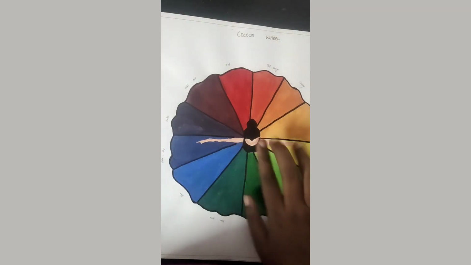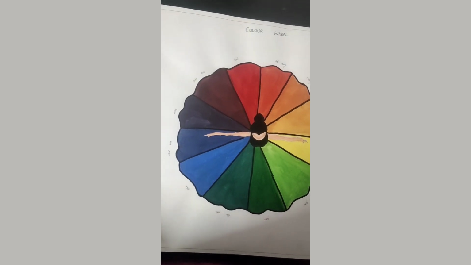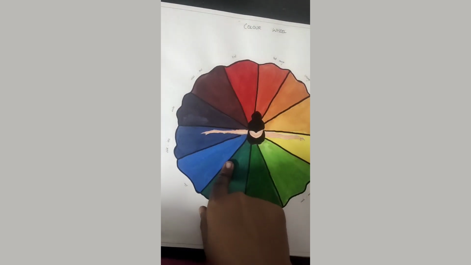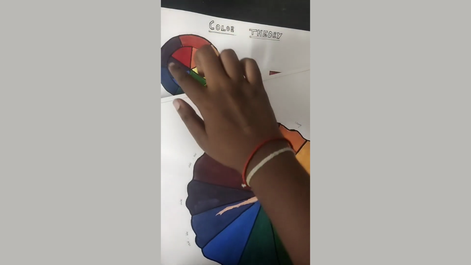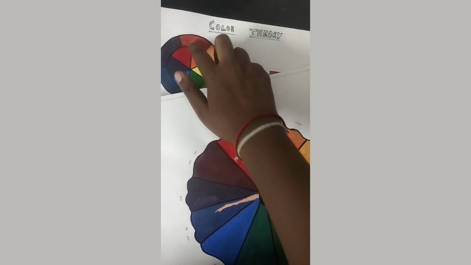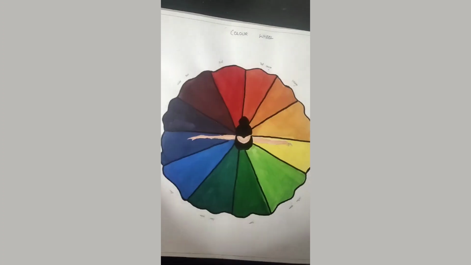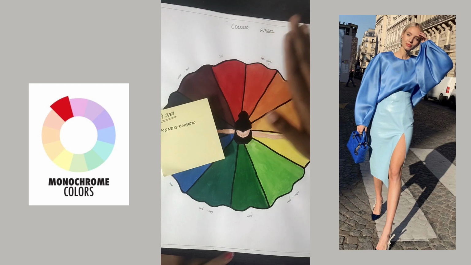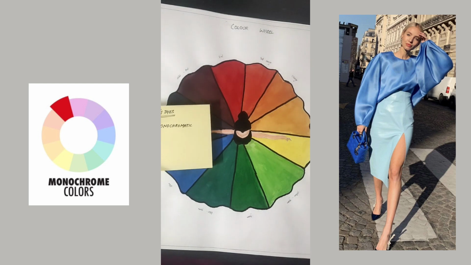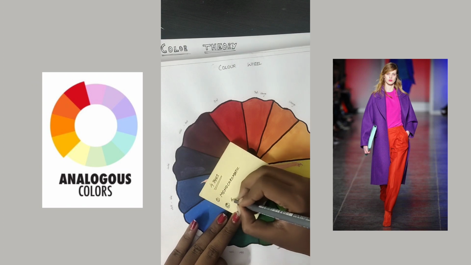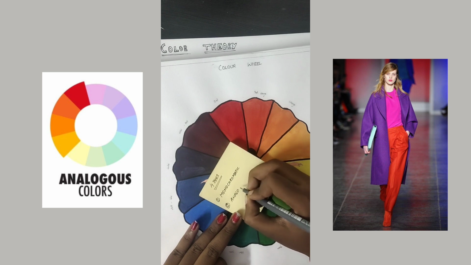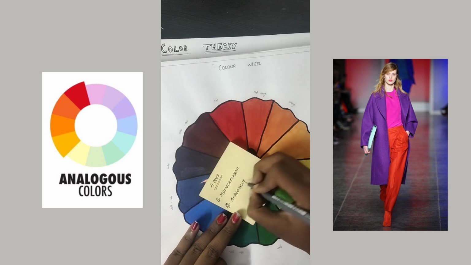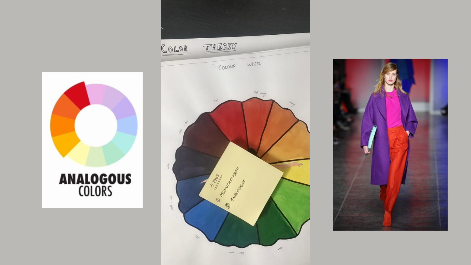Now let's talk about harmonious color schemes. Harmonious color schemes involve selecting colors that naturally complement each other, creating a pleasing and balanced visual effect. Some popular harmonious color schemes are monochromatic. This scheme uses variations of a single color, creating a sophisticated and elegant look. Analogous colors are adjacent to each other on the color wheel and produce a harmonious color palette.